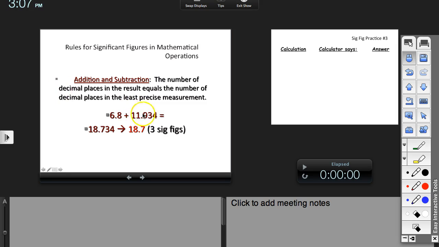And the total number of significant figures doesn't matter. It's only after the decimal that I need to worry about now. Okay, so my answer can only have one decimal place because this only had one decimal place. And this is just showing us the level of precision of these measurements. That's how we're making this decision.